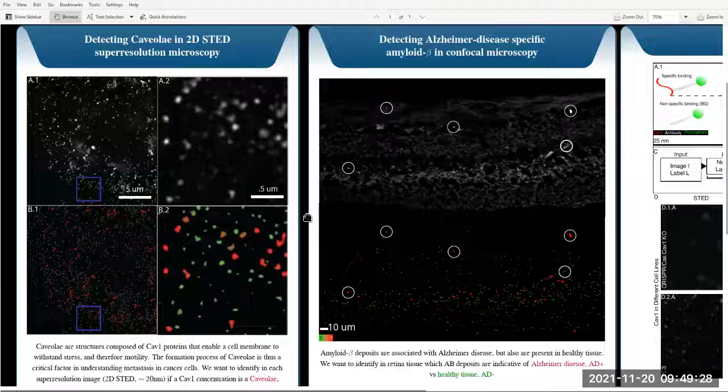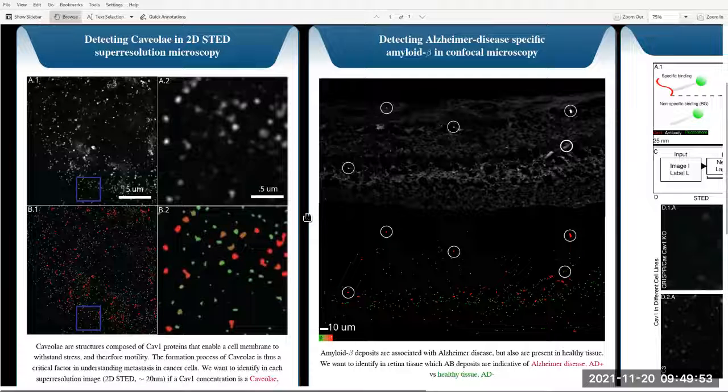Our aim here is to identify the Caveolae, which are objects that we'll discuss later. But in a brief summary, these objects are continuously being constructed and destructed in order to give a membrane a certain flexibility with respect to isotonic and mechanical stress.